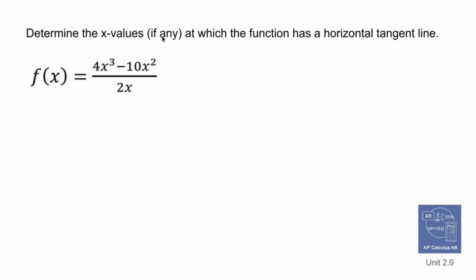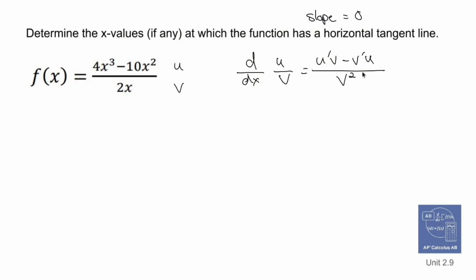Determine the x values, if any, at which the function has a horizontal tangent line. Now, a horizontal tangent line means slope is going to equal 0. So what I have to do is find the slope of the tangent line, which means the derivative, and then set it equal to 0. Well, this, boys and girls, is the quotient rule. So I'll label u and I'll label v, and the quotient rule says that if I take the derivative of u over v, I get u prime v minus v prime u all over v squared.